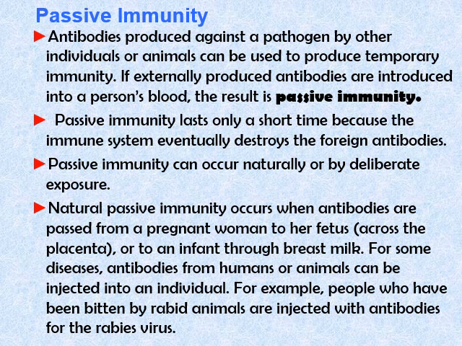Natural passive immunity occurs when antibodies are passed from a pregnant woman to her fetus across the placenta or to an infant through breast milk. For some diseases, antibodies from humans or animals can be injected into an individual. For example, people who have been bitten by rabid animals are injected with antibodies for the rabies virus.